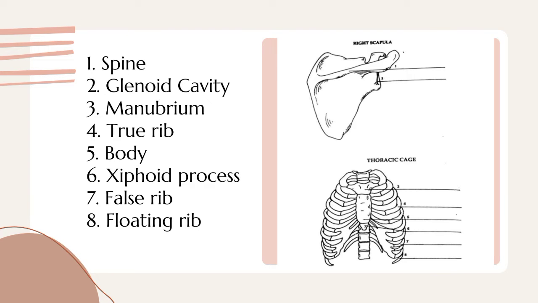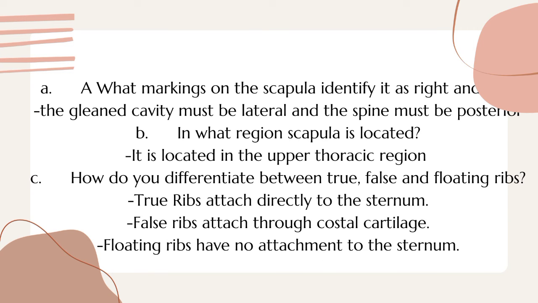For the right scapula, we have spine, glenoid cavity, and the manubrium. For the thoracic cage, we have the true rib, body, xiphoid process, false rib, and the floating rib. What markings on the scapula identify it as right? The glenoid cavity must be lateral and the spine must be posterior.